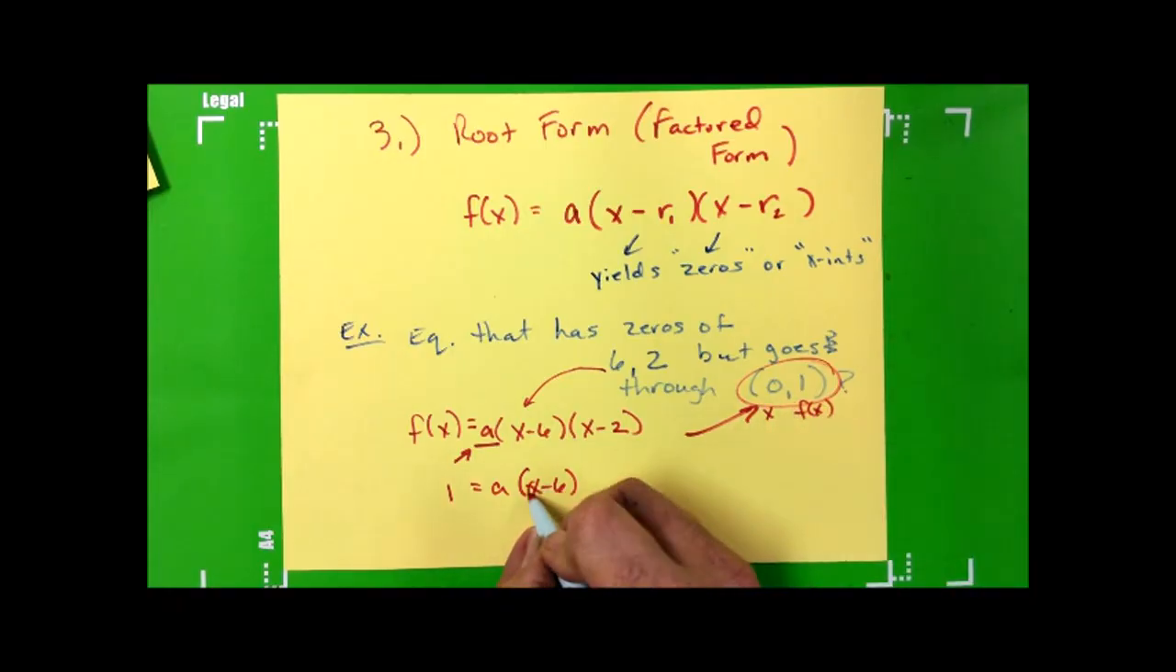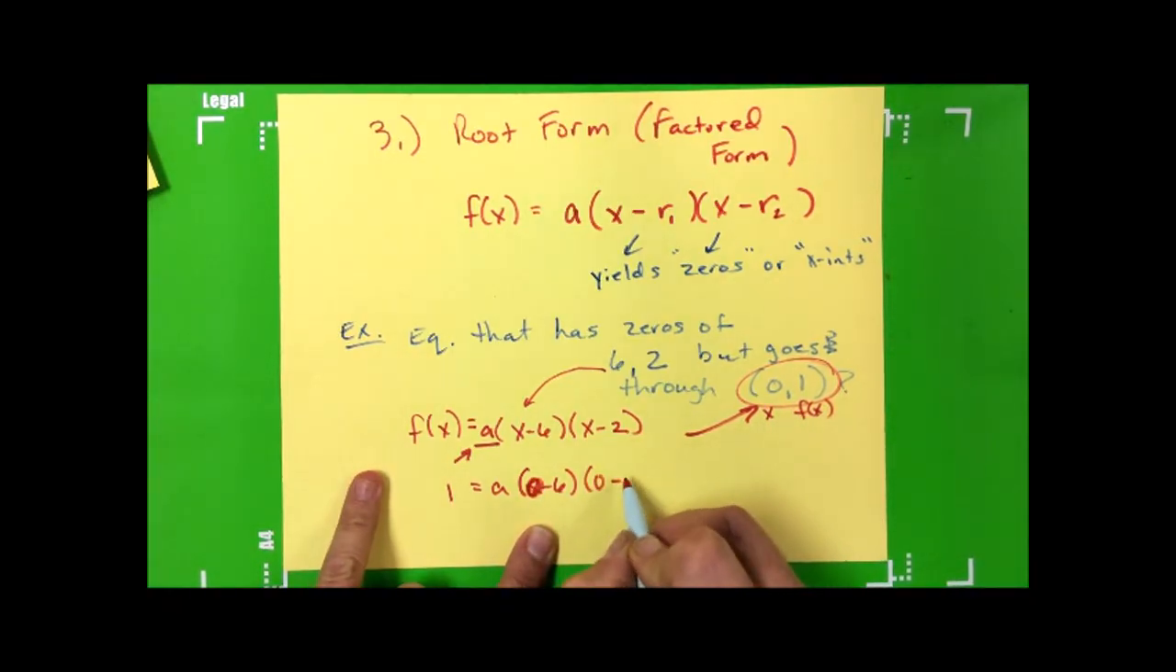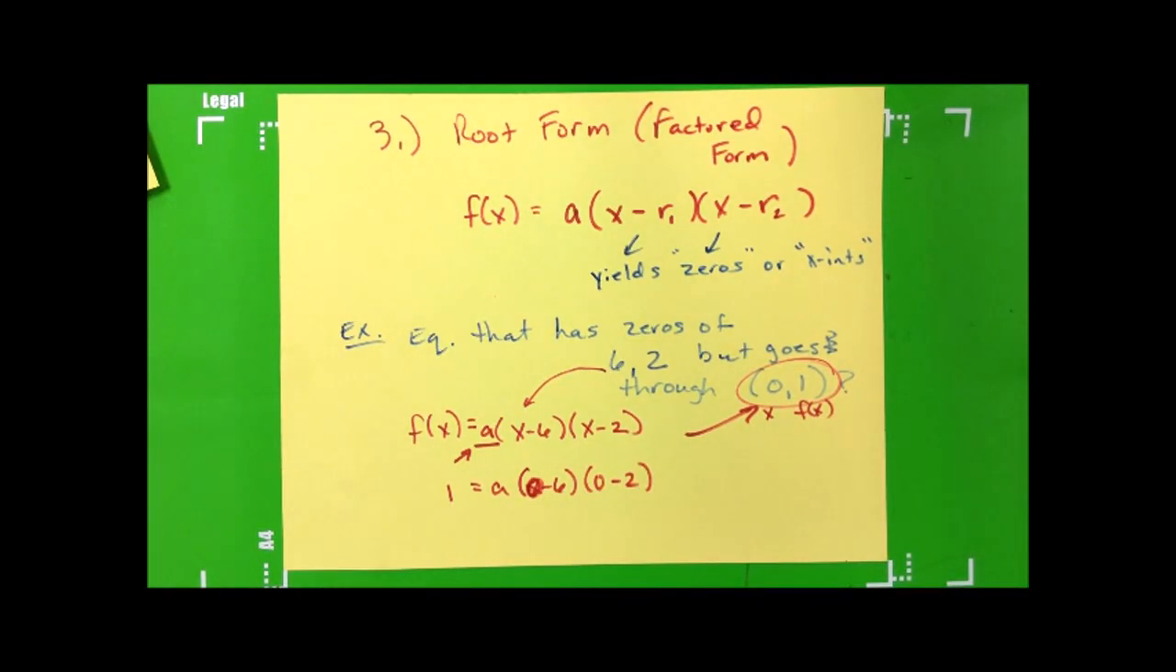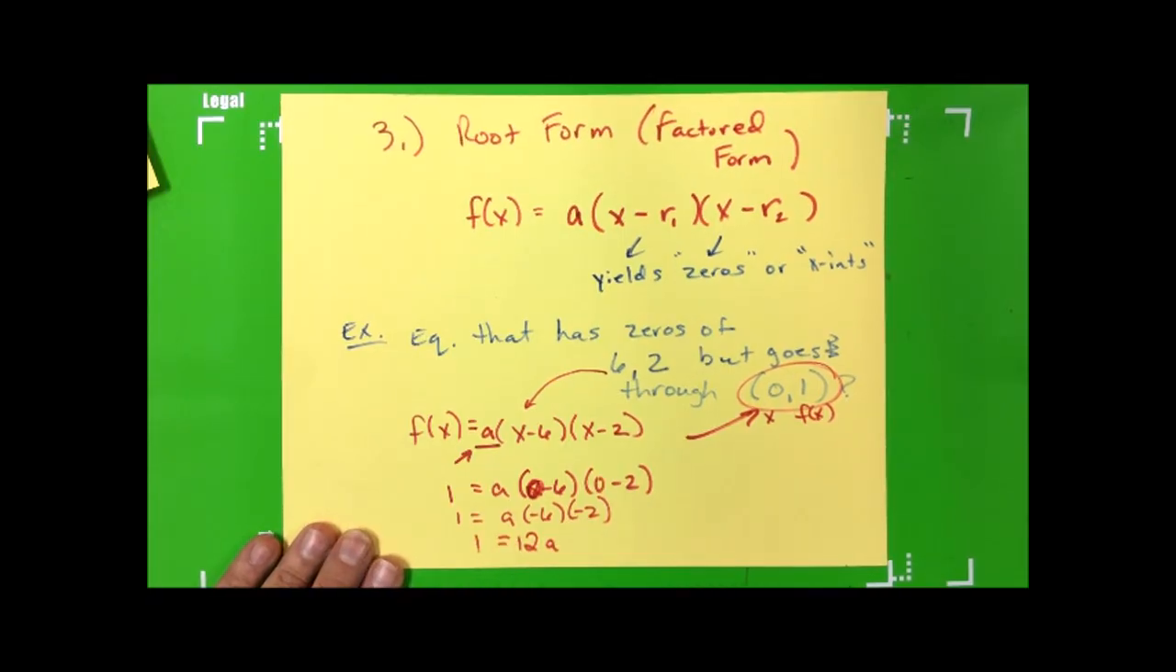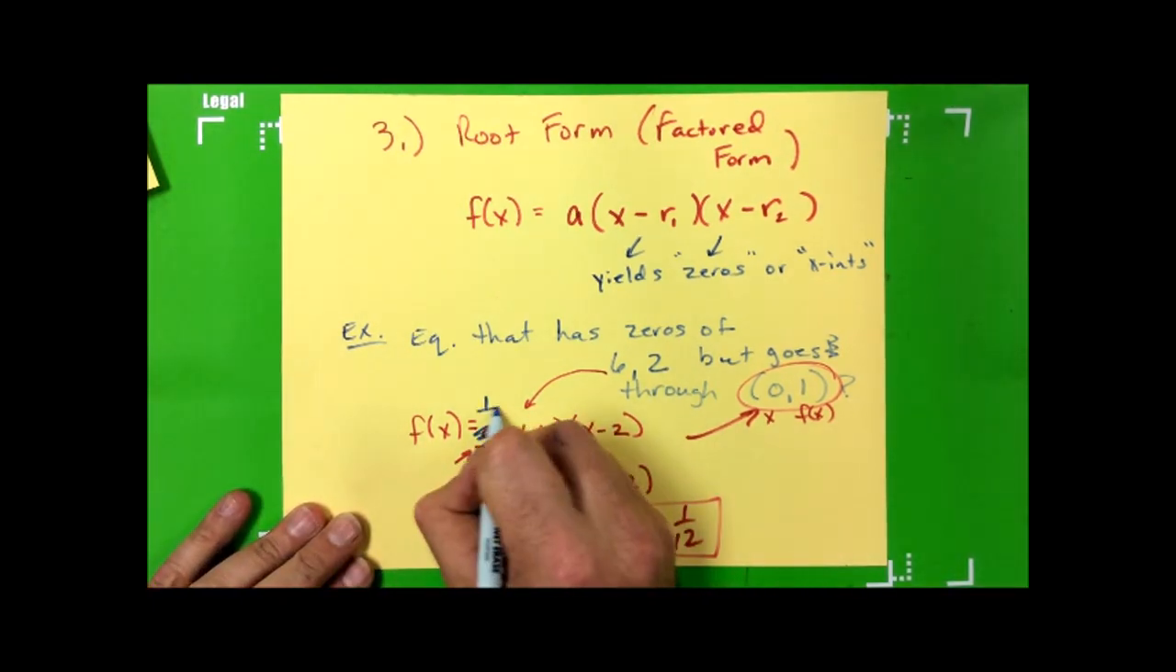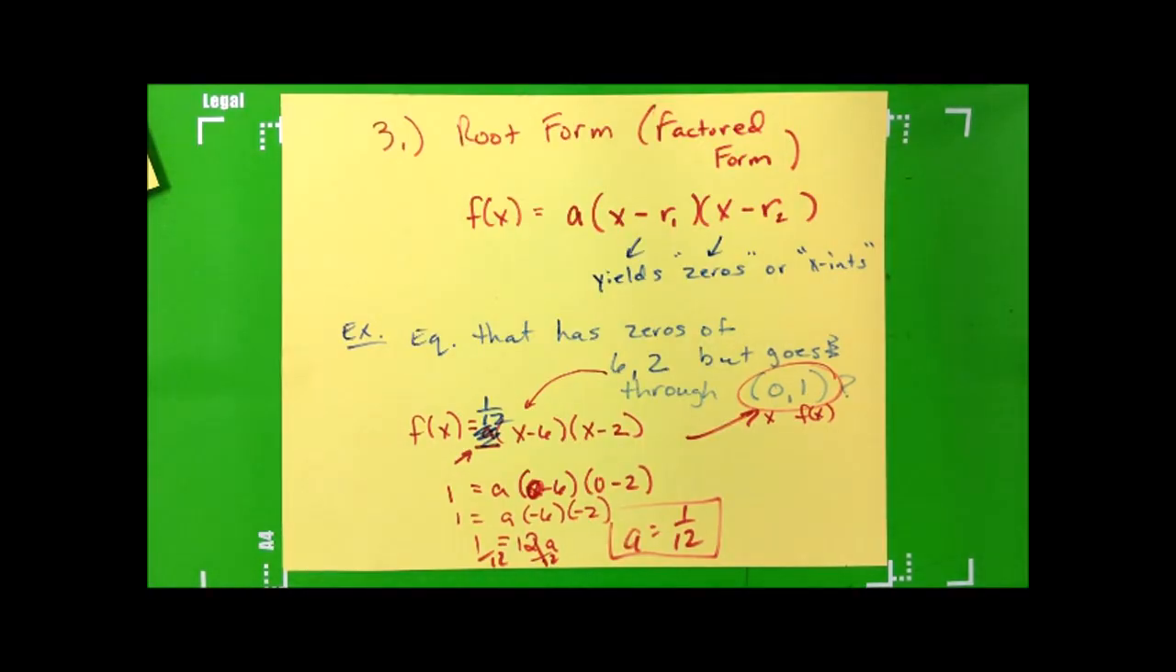Now, of course, I'm going to plug in zeros in 2 places into this form. 1 minus a, negative 6, negative 2. Negative 6 times negative 2 is 12. Therefore, a is equal to 1/12. So then, what is the overall equation? I normally come up here and just put a 1/12 in place of the parentheses.